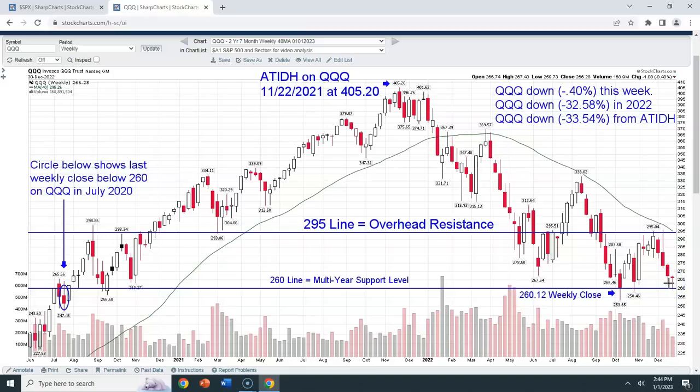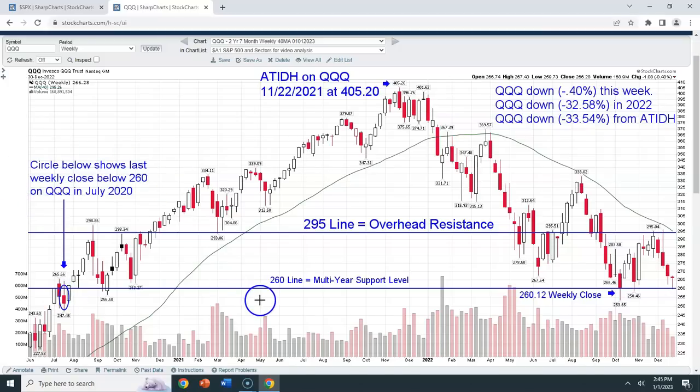But guys, we have not, and I want you to understand this because this is so important, okay? So don't miss this point. We have not had a weekly close on the triple Qs below 260. Let's move to the left. Had some intra-week trading. I want to be technically accurate here, but remember closes, right? Weekly closes are more important than intra-week trading. But we have not closed on the triple Qs below 260 since clear back here in July of 2020.